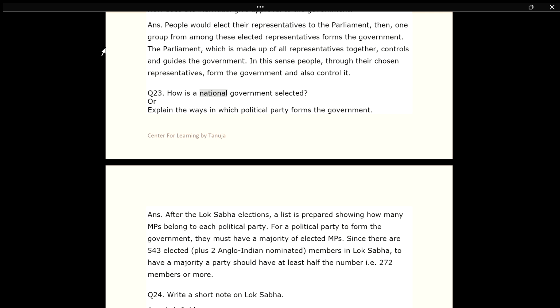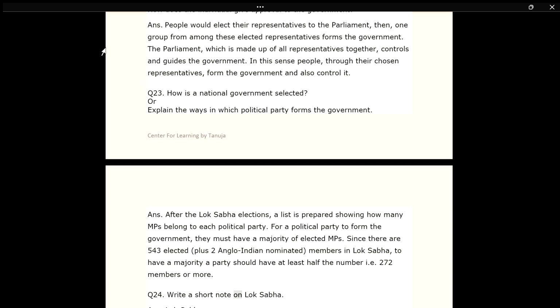Q23. How is a national government selected? Or, explain the ways in which political party forms the government. Ans. After the Lok Sabha elections, a list is prepared showing how many MPs belong to each political party. For a political party to form the government, they must have a majority of elected MPs. Since there are 543 elected, plus 2 Anglo-Indian nominated, members in Lok Sabha, to have a majority a party should have at least half the number, i.e. 272 members or more.